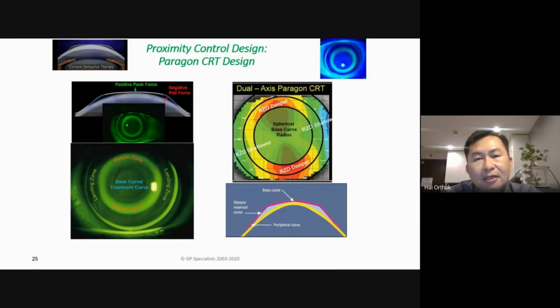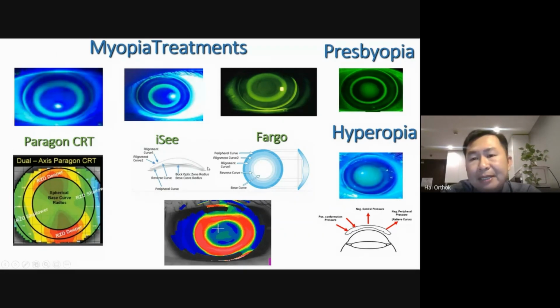And the central thickness of the Paragon CRT lens is only 1.89 millimeter compared to 2.4 millimeter for most AutoCAD lenses. So Paragon CRT is the safest treatment for most practitioners looking for treatment of 6 diopters or lower. And more than that, we can use off-label and other designs, depending on the FDA of your country. Some allow higher off-label, otherwise other countries do not. So you have to look into the FDA approval of your country too.